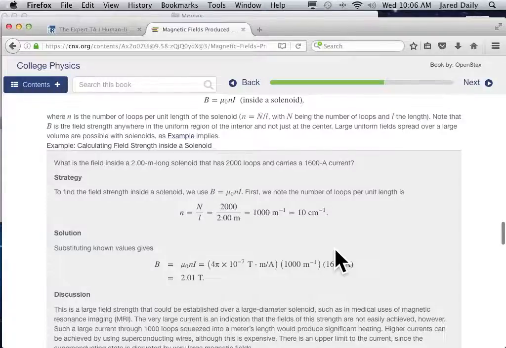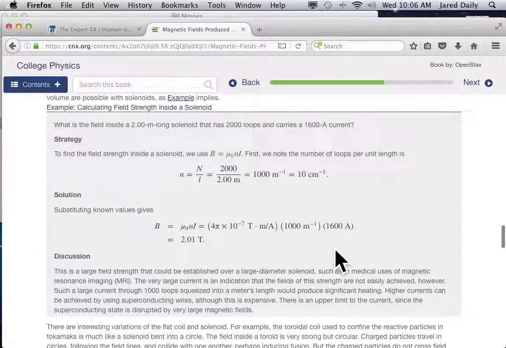So you can make a very uniform magnetic field down the center of the solenoid. In this example, they just want us to calculate the field strength inside of a solenoid. They tell us it's 2 meters long and it has 2,000 loops. But little n is actually not just the number of loops, it's the number of loops per unit length. So we have to take the total number divided by the length to get the number per unit length.